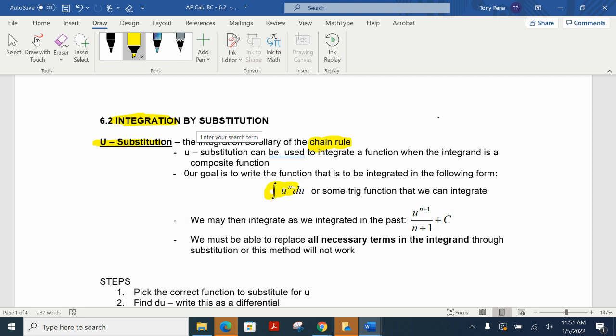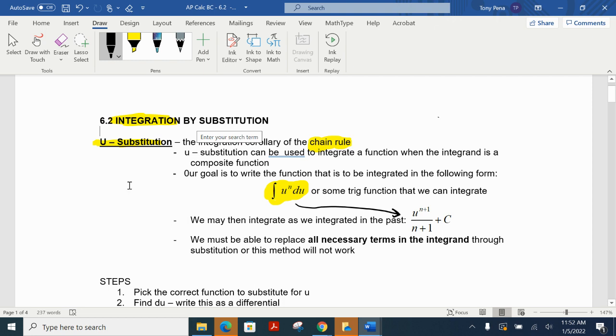It doesn't necessarily have to look like this all the time, but we just want to take a messy function and simplify it through some substitutions so that once I get this, I can use an old rule. In this case, it would be our power rule for antiderivatives, where we add 1 and then divide by whatever that new power is. If we can do that, then we've done our substitution correctly. So it's called u-substitution.